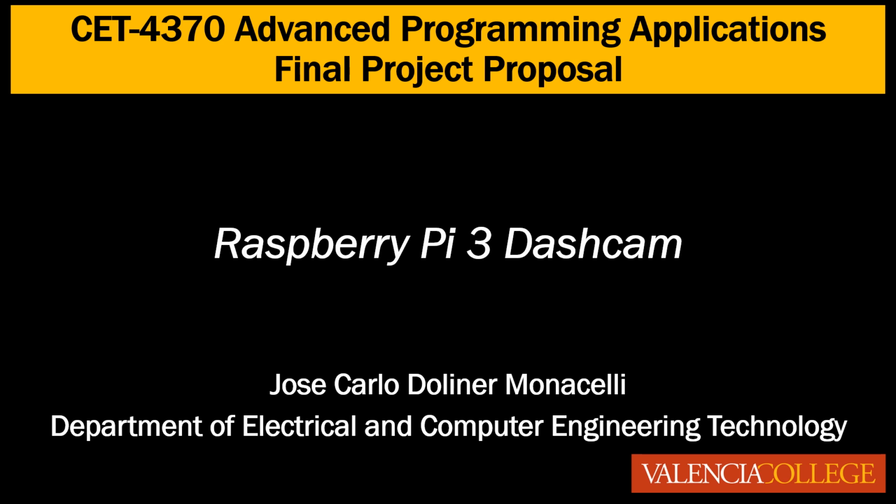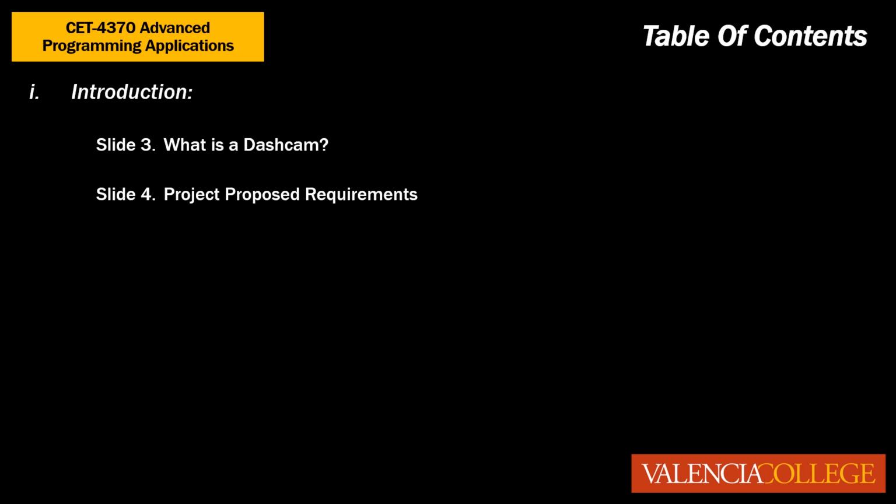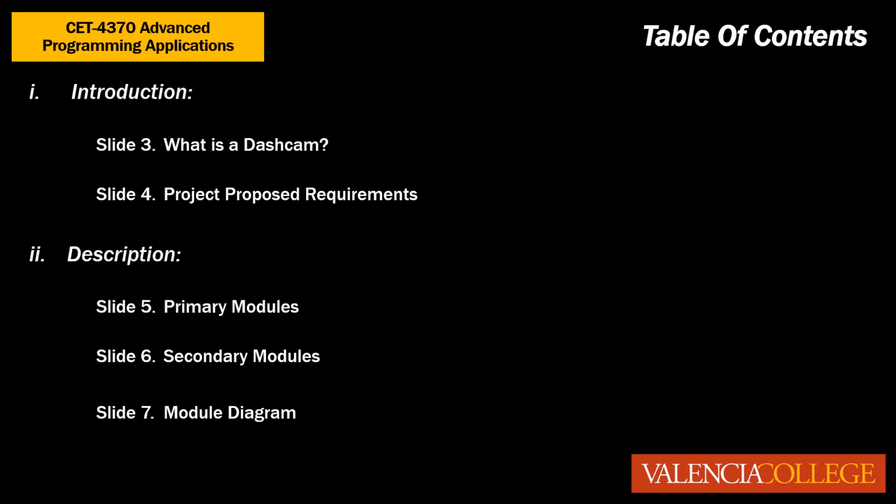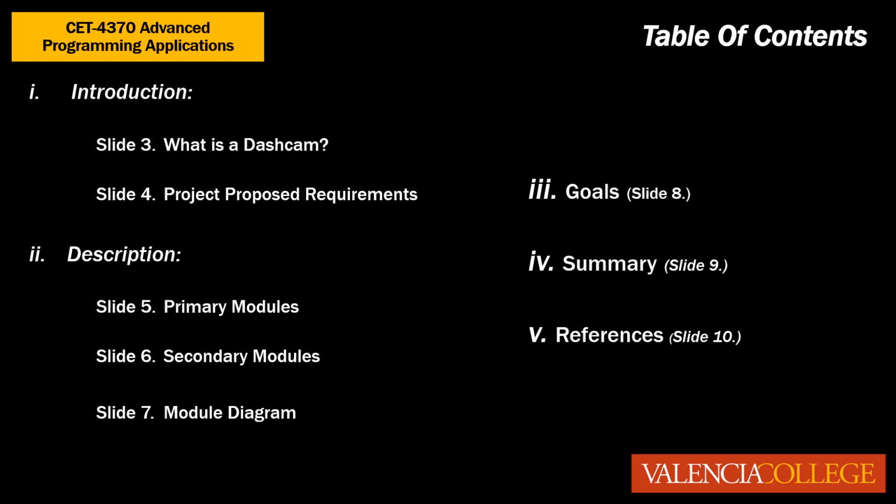Today I'll be presenting my Raspberry Pi 3 Dashcam project. So very quickly, we will list out the contents of this presentation. We will begin with a quick introduction explaining what a dashcam is, while also presenting the project's proposed requirements. We have a quick description as well, which explains the primary and secondary modules, as well as a module diagram. We will end with goals, just highlighting what this project is supposed to achieve, and a quick summary.